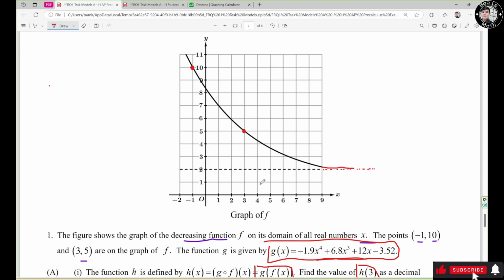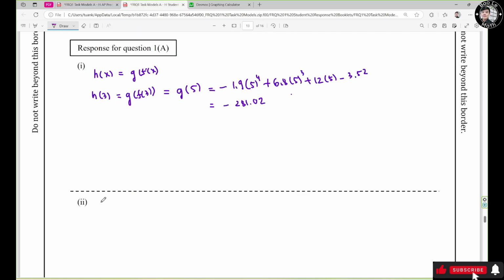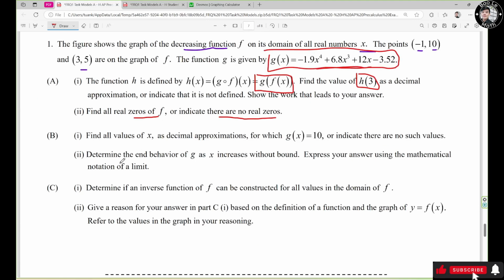So to answer question A2i, there are no values of s such that f of s equals 0. Alright, now we're going to move on to question B1i. Find all values of s as decimal approximations for which g of s equals 10. So the function g of s right here, we let this equal 10 and solve it.